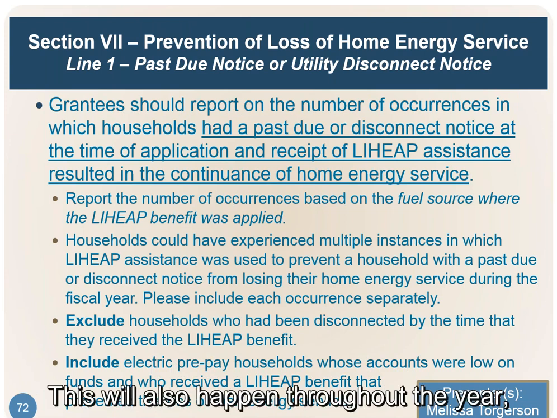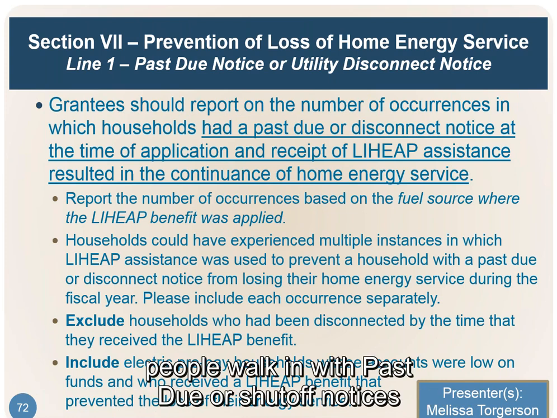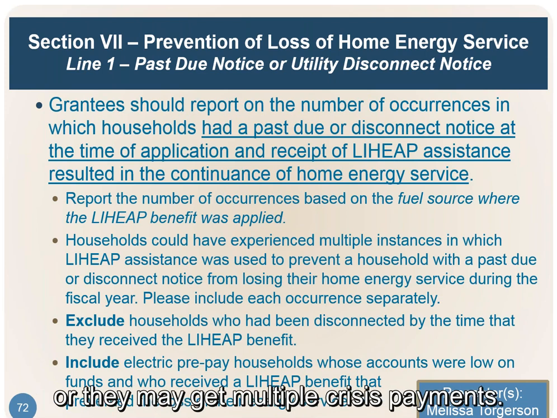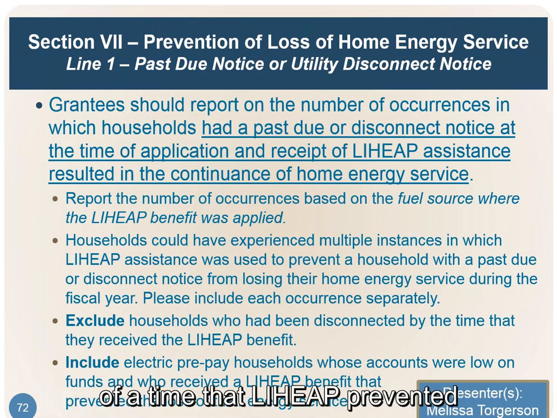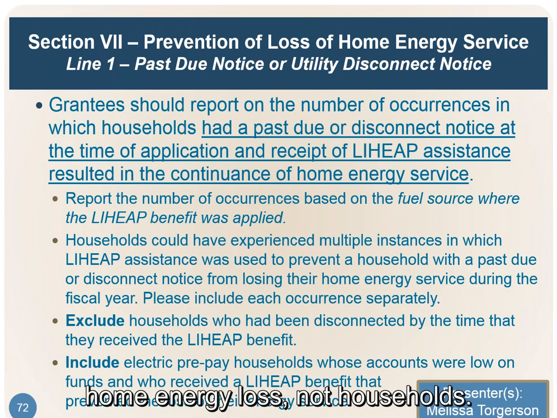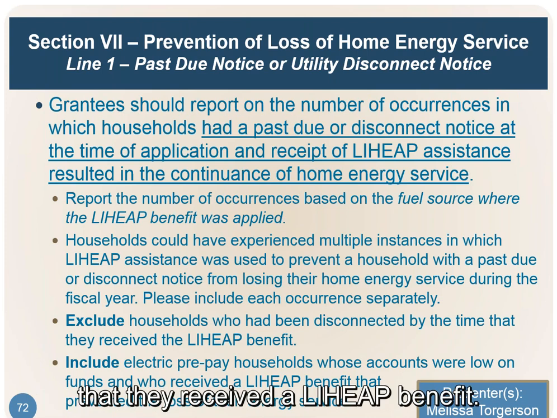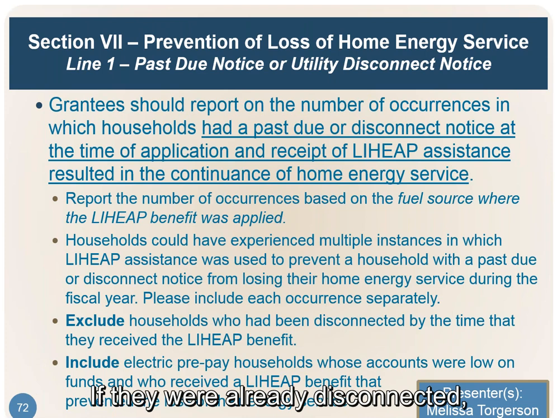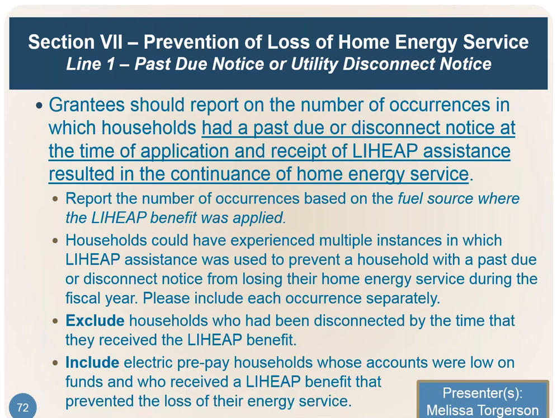This will also happen throughout the year. So I would argue that in many cases, people walk in with past due or shut-off notices, and they may get a regular payment, and they may get a supplemental, or they may get multiple crisis payments. You're going to count each occurrence of a time that LIHEAP prevented home energy loss, not households. You're going to exclude households who had been disconnected by the time that they received the LIHEAP benefit. They'd obviously be counted in the prior section. If they're already disconnected, you're restoring their home energy, they should be counted in section 6.